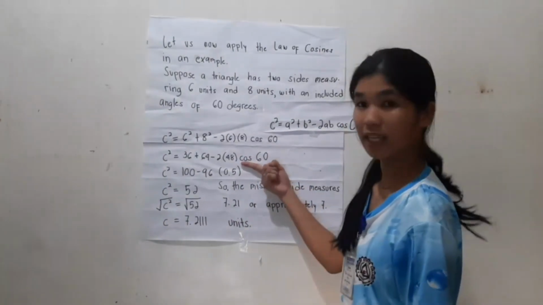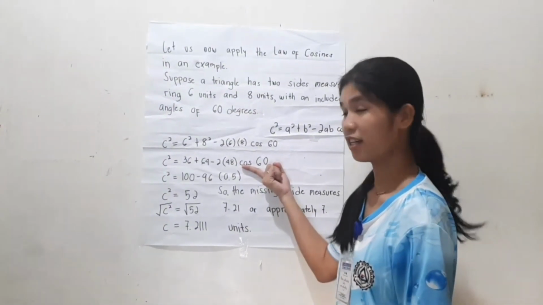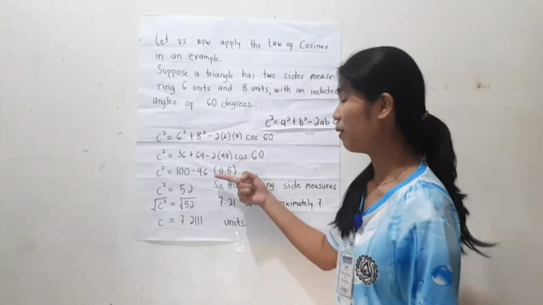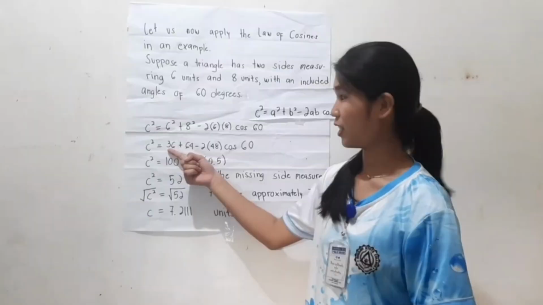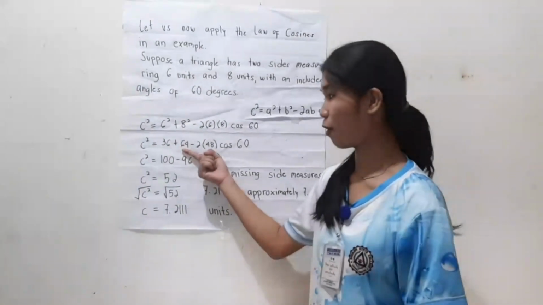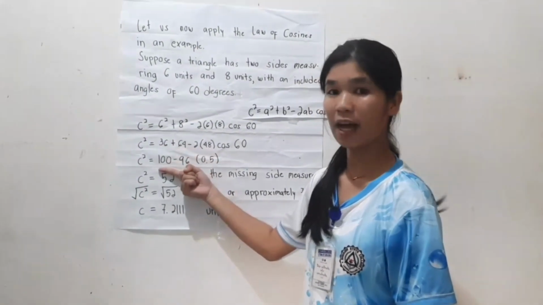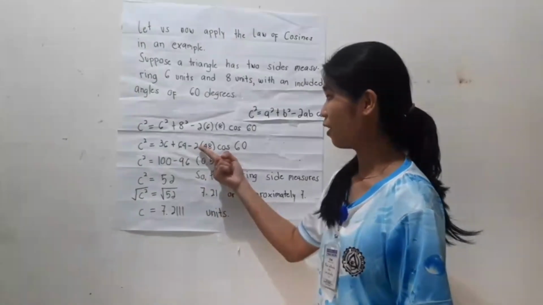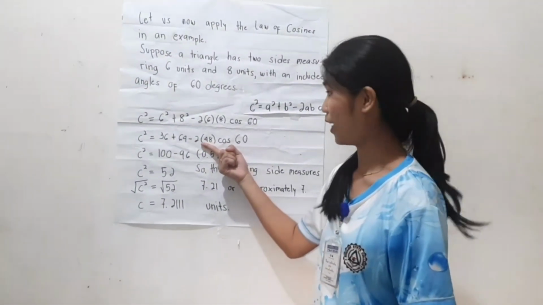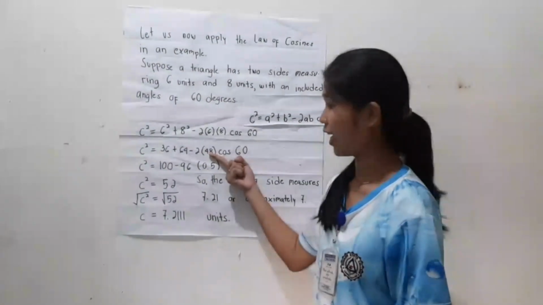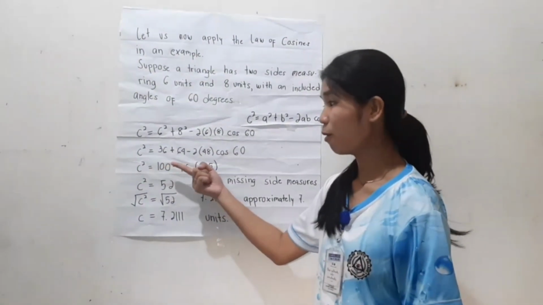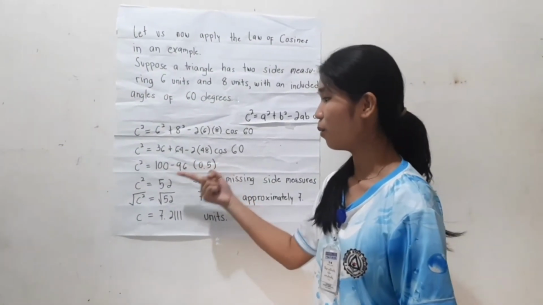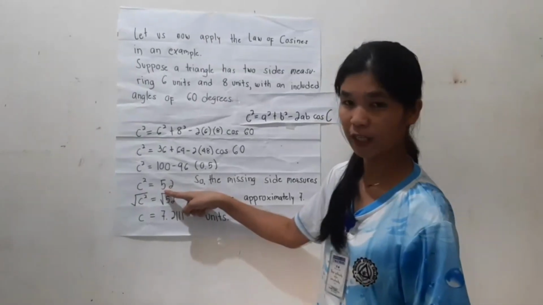So if we put this cos 60 degrees in our scientific calculator, we will come up with 0.5. Then since we have 36 here and 64, if we add these two, we will come up with 100. Then if we multiply this one, 2 times 48, it will come up with 96. Then if we compute this all, we will come up with 52.